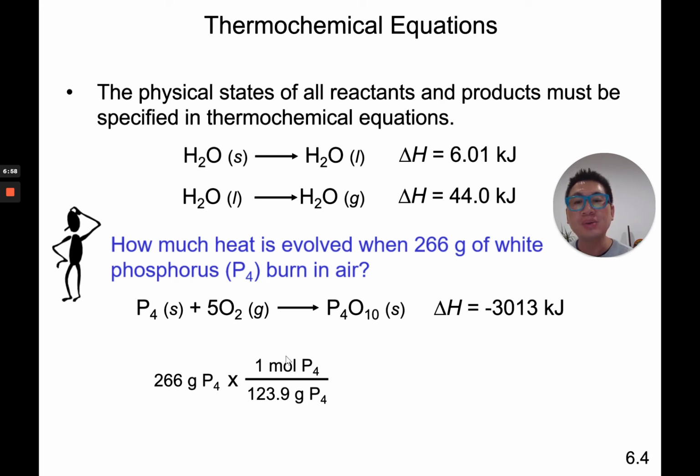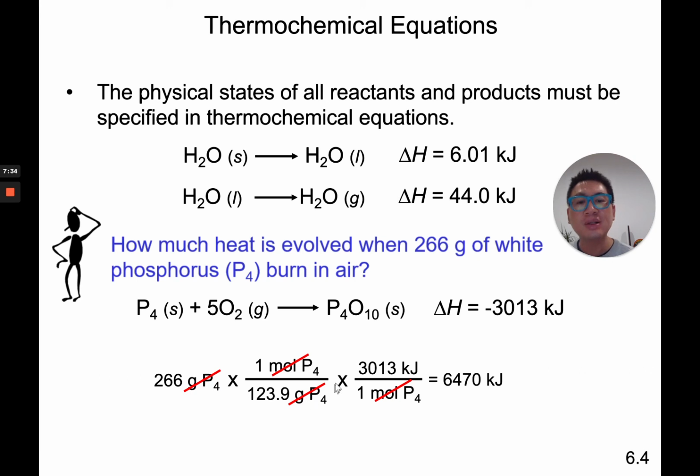Then you have moles. Again, I know currently 1 mole of P4 is 3013 kilojoules of heat. Why not negative? I'll come back to that. But technically you could put it in, but it's not really necessary. Notice grams and grams cancel, moles and moles cancel. So the only thing you have left are kilojoules. The answer is going to be 266 times 3013 divided by 123.9, or you get 6470 kilojoules of heat.